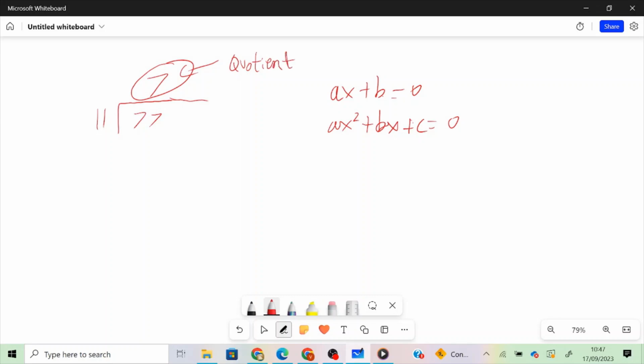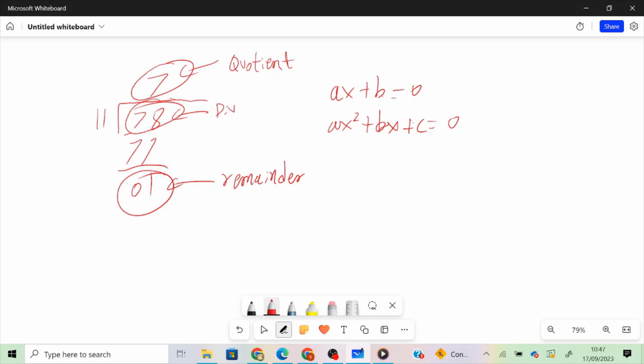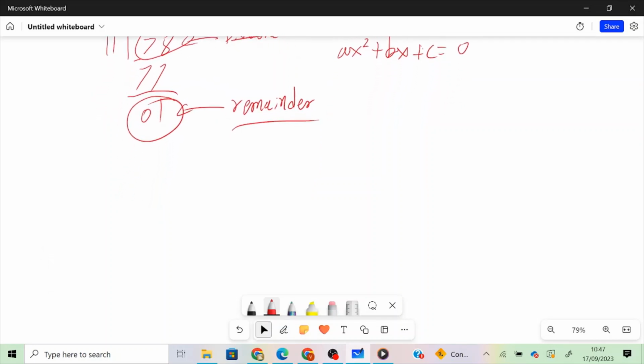And suppose it was not 77, let's say it was 78. Then we know that 11 times 7 is 77. You do your normal primary school math, you get 1 over here, and we call this our remainder. And whatever is being divided, in this case 78, we call this our dividend. So these are just the basic terms that you should know, because they will really make your work easy when dividing polynomials.